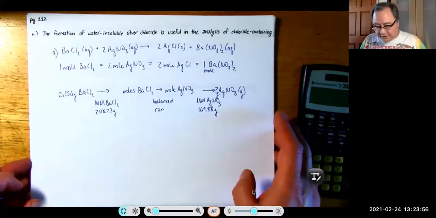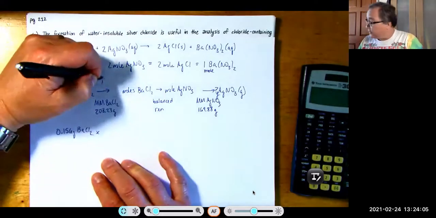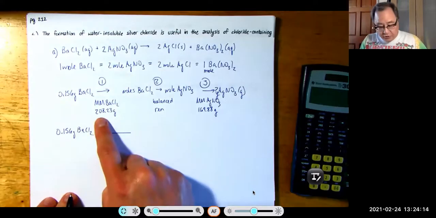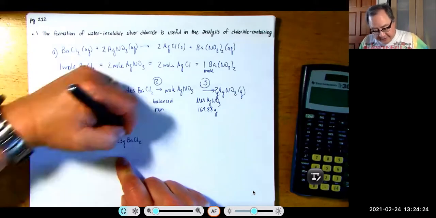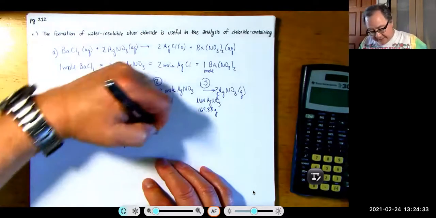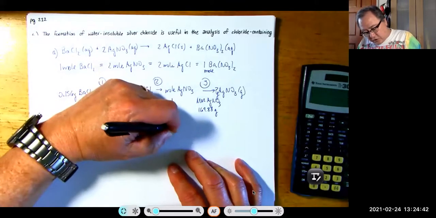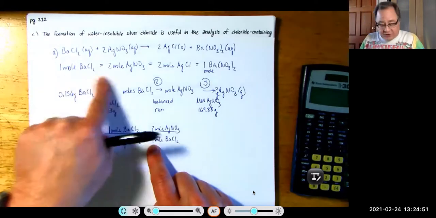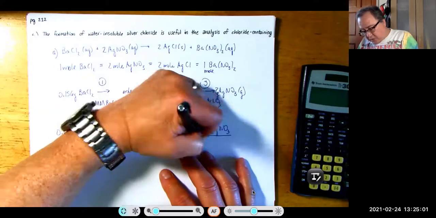So to calculate the grams of silver nitrate, we would start with 0.156 grams of barium chloride. And this is conversion 1. This is conversion 2. This is conversion 3. And I would multiply by 208.23 grams of barium chloride, and that would go on the bottom, so that these cancel. And then I'd put 1 mole of barium chloride on top. Then I would multiply by the fact that we have 2 moles of silver nitrate to 1 mole of barium chloride. Now notice the moles of barium chloride go on the bottom, and I get these numbers 1 and 2 from the balanced reaction. And then finally, you multiply by 169.88 grams of silver nitrate per 1 mole of silver nitrate.